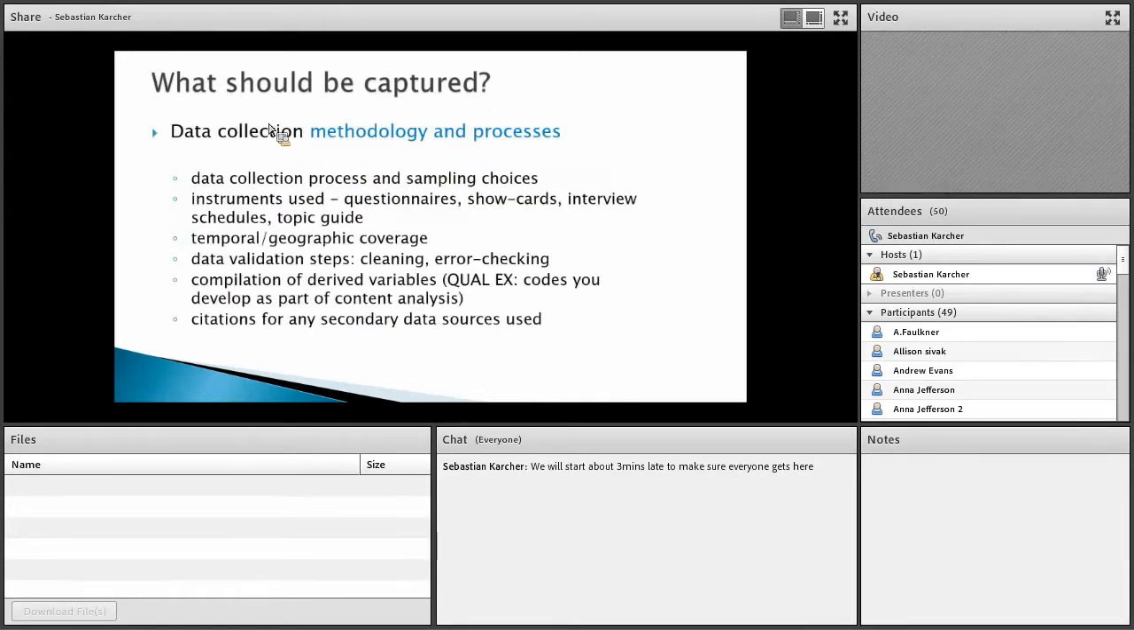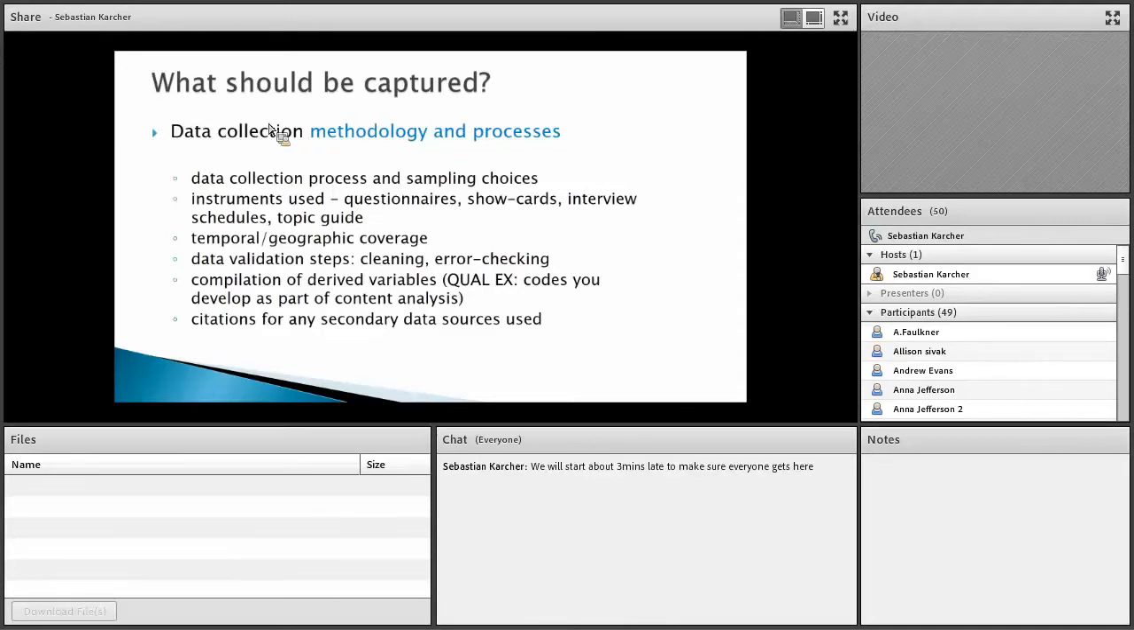Then going through the data collection methodology and processes themselves. And again, I'm not going to go through all of these, but they're a small subset of all the relevant issues, and the relevant things to document will always depend on the particular project and on the particular methodology, but some illustrations are things like topic guides, interview scripts, description of the geographic coverage, if that's relevant to the question.